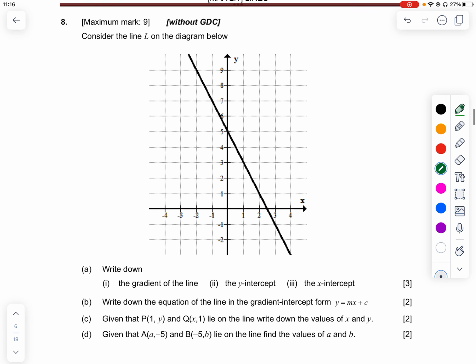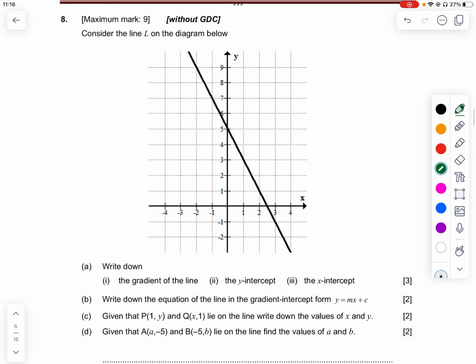Question number 8. Consider the line L on the diagram below. Write down the gradient of the line L. So we have to find the gradient of the line L. What am I going to do? I am going to take this triangle, rise over run. How many blocks are there? 2 blocks, and it is running 1 block, 2 upon 1, but it is coming downwards, so minus 2. So the gradient of the line is minus 2.